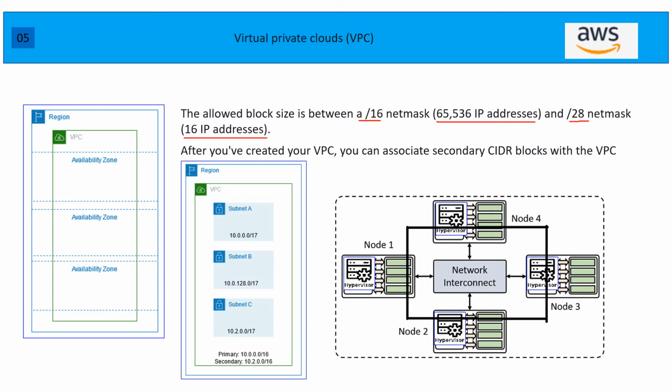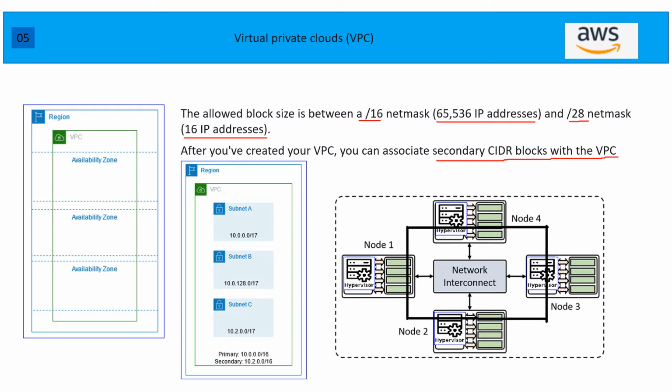So while defining the CIDR, you need to understand your network requirement, how many hosts and how many subnets you are going to launch. Based on that, you can decide what is going to be the boundary. After you have created the VPC, you can also associate secondary CIDR blocks. As I mentioned in my previous slide, you can attach up to 5 CIDR blocks to one VPC.